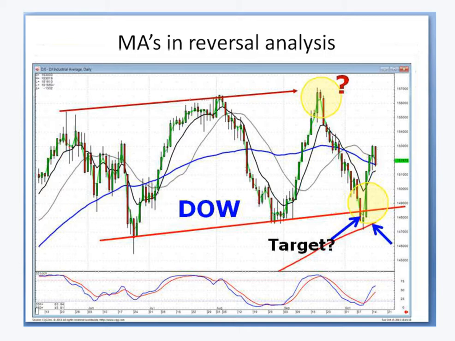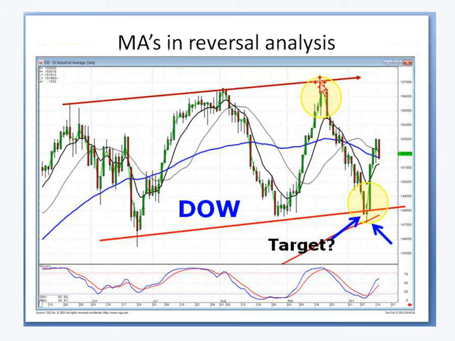So the advantage we have with the trend channels is that we can calculate where we might see selling, where we might see buying, and what our next targets should be.